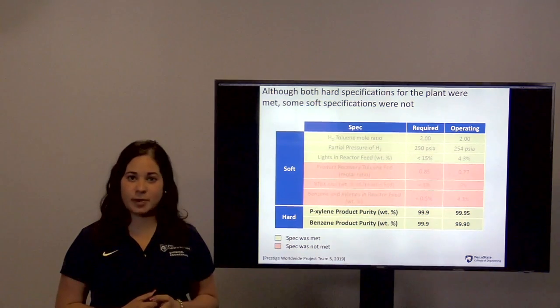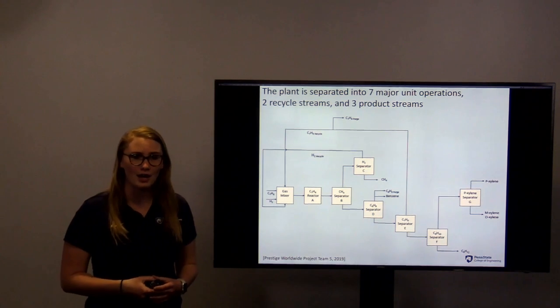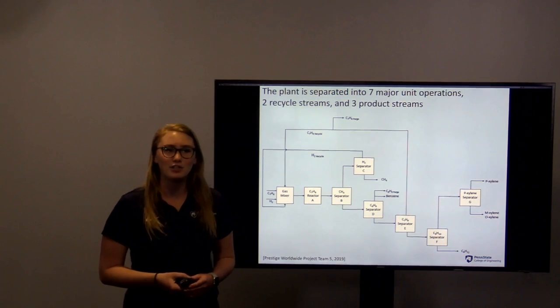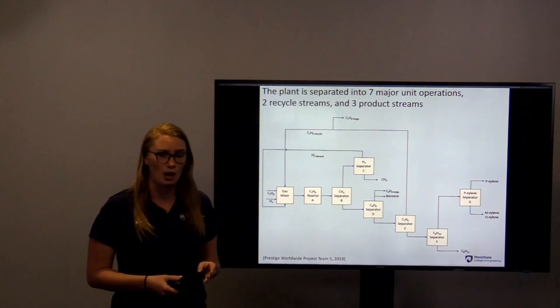And now Julia will discuss the block flow diagram. So I'm going to give a quick rundown of our block flow diagram. In total, we have 7 major operation units. 2 are recycle streams and 3 are our product streams.